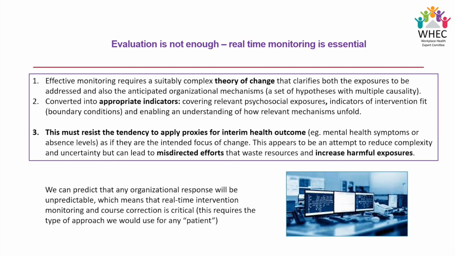These then need to be converted into appropriate indicators, again, which cover the psychosocial exposures, indicators of intervention fit, boundary conditions, and an understanding of how the mechanisms are unfolding. In addition, this must resist the tendency to apply proxies for interim health outcomes, such as mental health symptoms or absence levels, as if they are what we're trying to change. This appears sometimes to be done in an attempt to reduce complexity, but it can lead to misdirected efforts. So, because we can predict that any organisational response will be unpredictable, we must monitor. We must treat organisations as we would a patient.